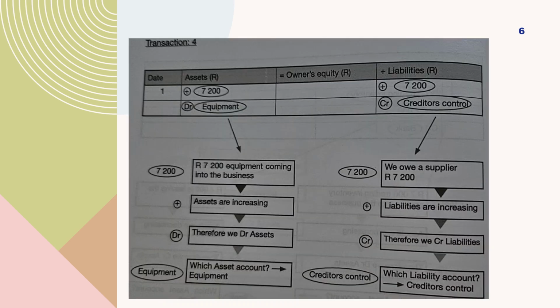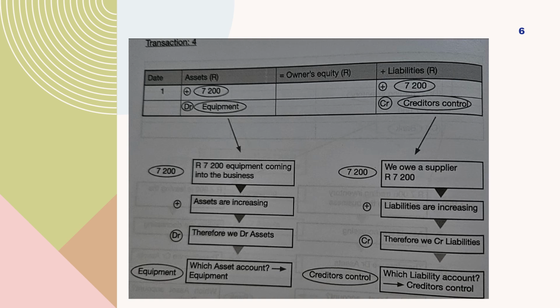Then the next one. Number 4: purchased an office printer on credit from Offer Pty Limited for 7,200. So we bought equipment. The printer is equipment, it's an asset, right? So our assets are going to increase by 7,200 Rand. And remember, assets have a debit balance, so we need to debit equipment to increase it.